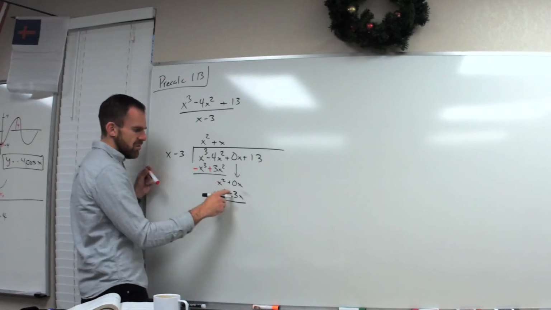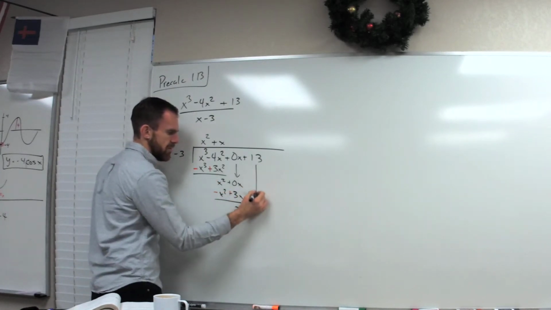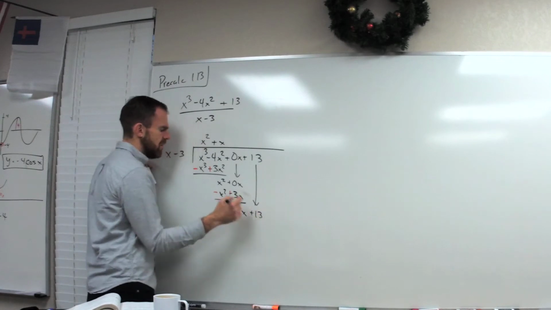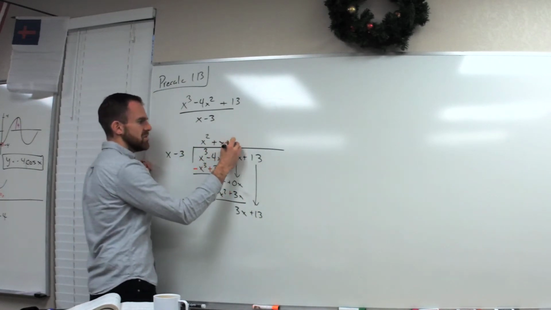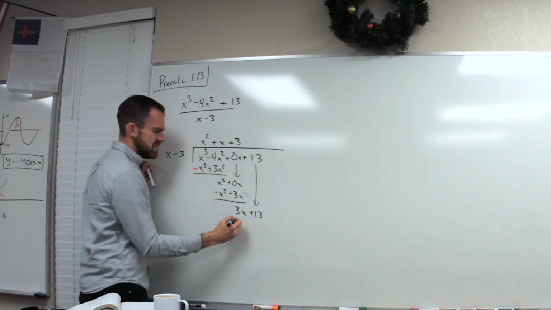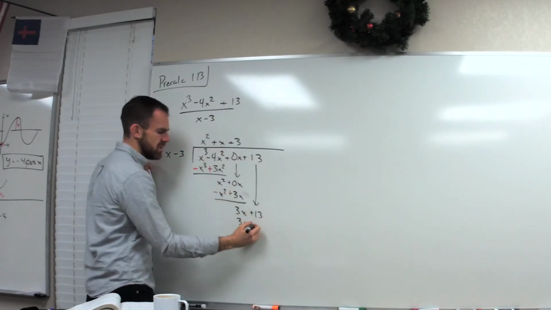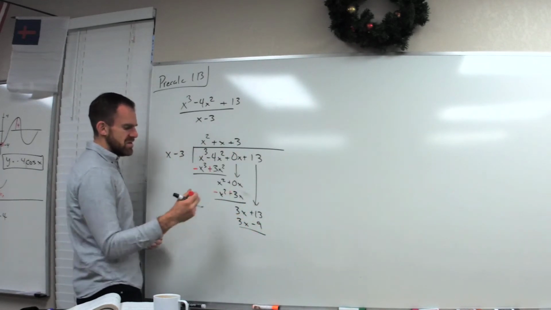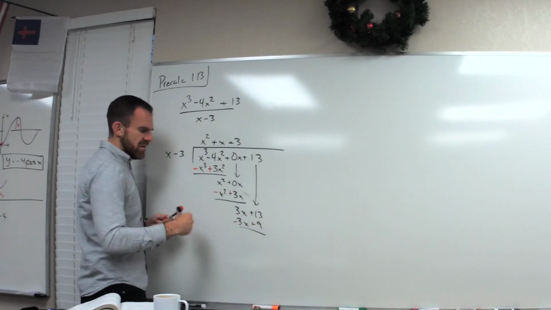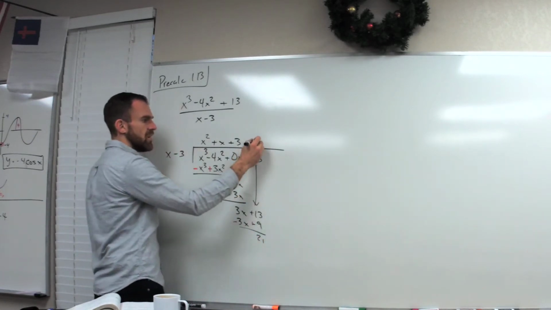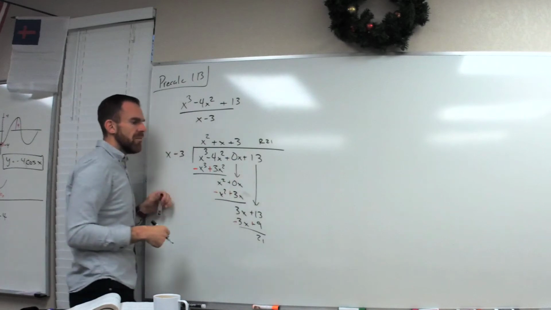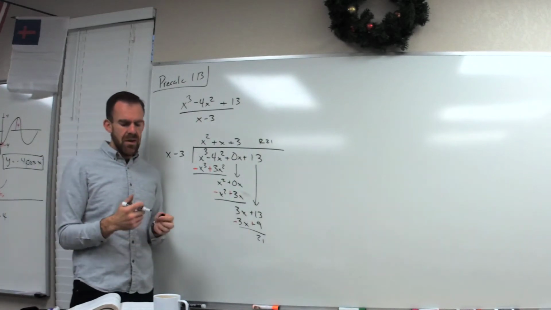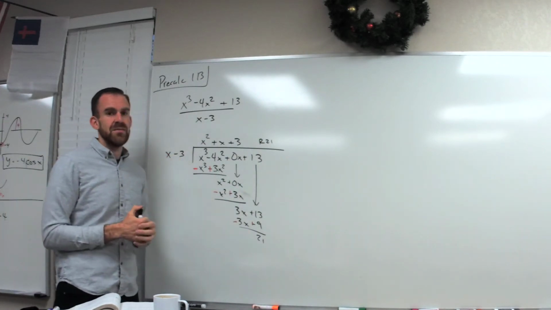So, x squareds go away, we end up with 3x plus 13. 3x divided by x is 3. 3 times x is 3x. 3 times negative 3 is minus 9. Change the sign. And you get 21. So I could put remainder 21 there. Or whatever I desire. I could do 21 divided by x minus 3.